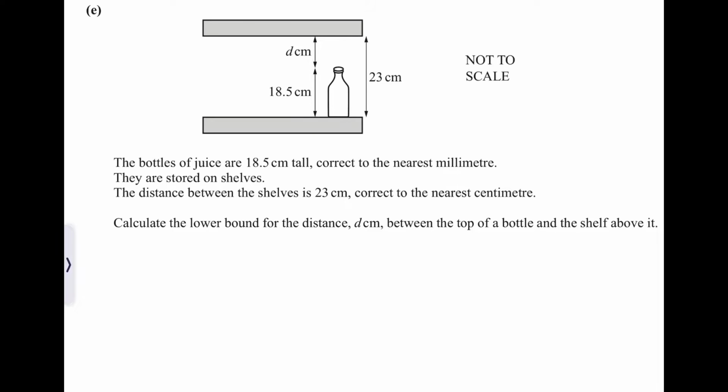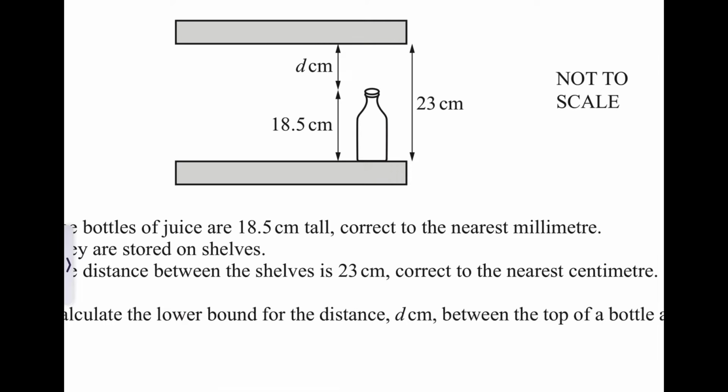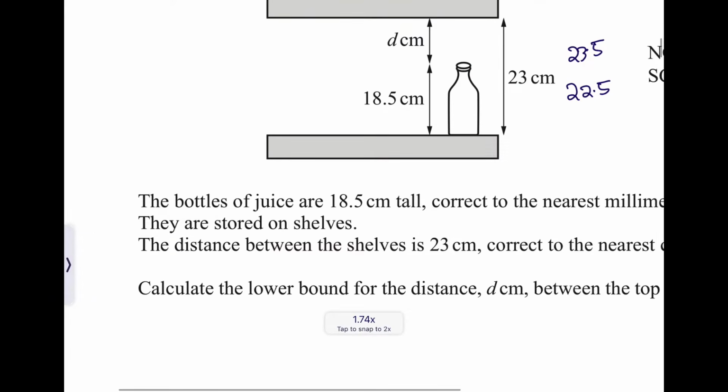Now, basically, what they're trying to ask us is that the bottle is stored on a shelf. The distance is 23 centimeters, correct to the nearest centimeter. That means the upper bound would be 23.5 and the lower bound would be 22.5. And the bottle's height is 18.5 to the nearest millimeter. That means 18.55 would be the upper bound and 18.45 would be the lower bound. They're asking us for basically the lower bound of d.